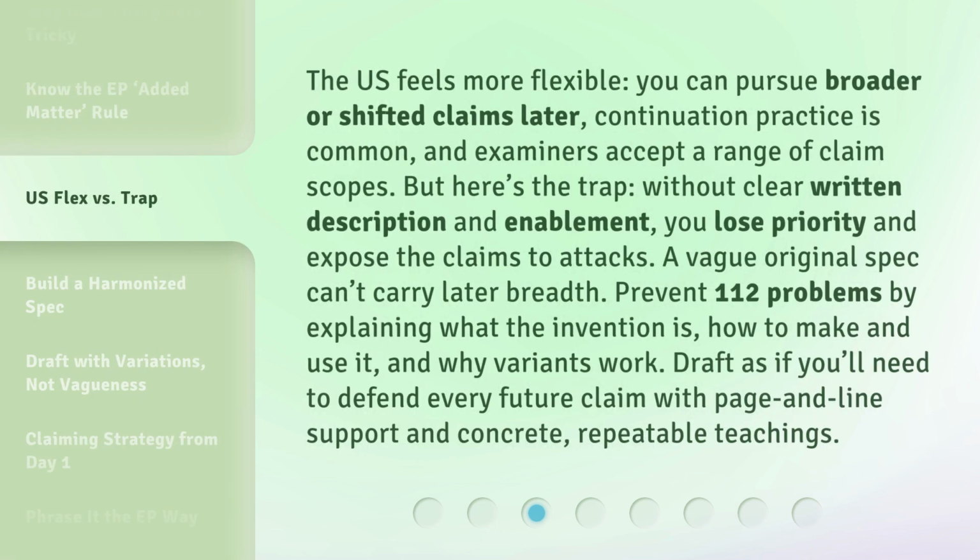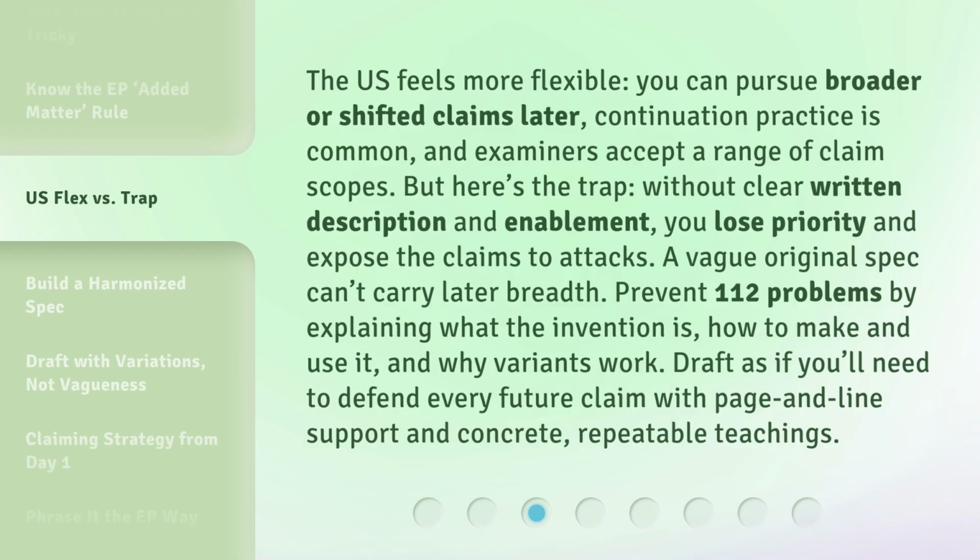The US feels more flexible. You can pursue broader or shifted claims later, continuation practice is common, and examiners accept a range of claim scopes. But here's the trap. Without clear written description and enablement, you lose priority and expose the claims to attacks. A vague original spec can't carry later breadth.